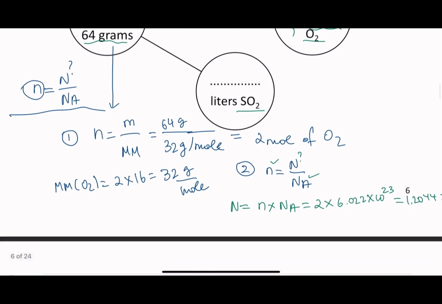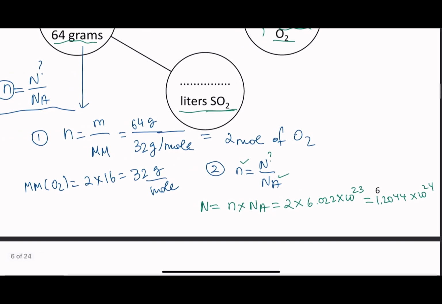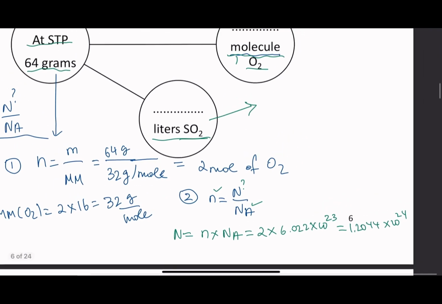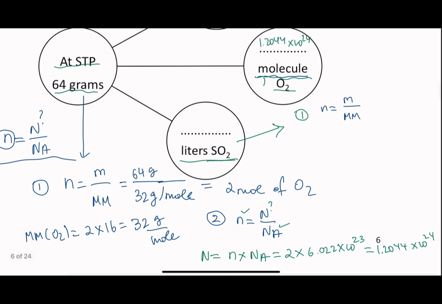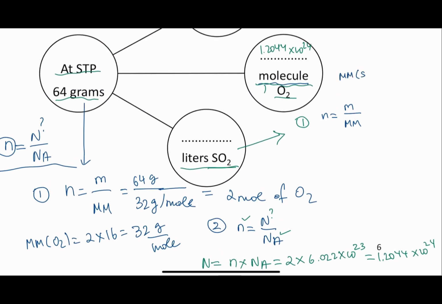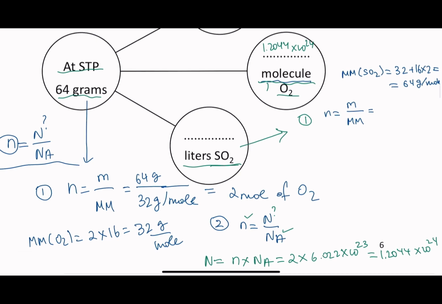And now it's asking for the liters of SO2. For this one, we again find the number of moles first. So n equals m over mm. We need to know that the molar mass of SO2 is going to be 32 from the periodic table, plus O is 16 times 2, which is 64 gram per mole. It's given to you: it is 64 grams divided by 64 gram per mole, and this would be 1 mole.